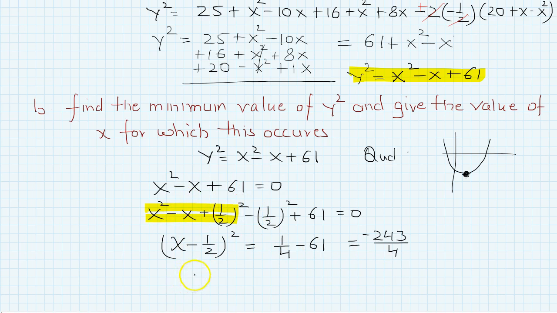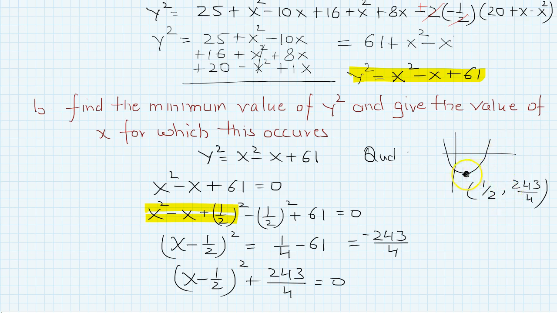We need not write x equals. Simply we have to write just this. We are not getting the value of x. What we are trying to find is how to write this to find the coordinate of vertex. So we simply write x minus half square plus 243 over 4 is equal to 0. So this is the coordinate, half and 243 over 4. So this is the minimum value of y square.